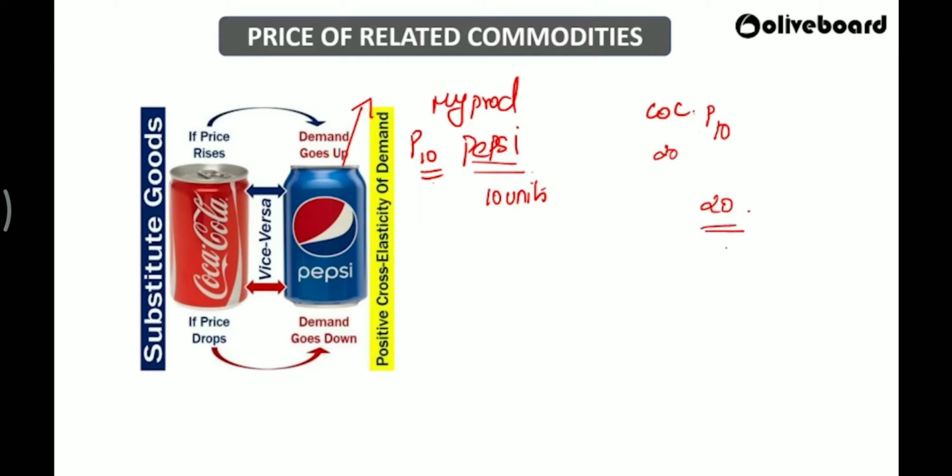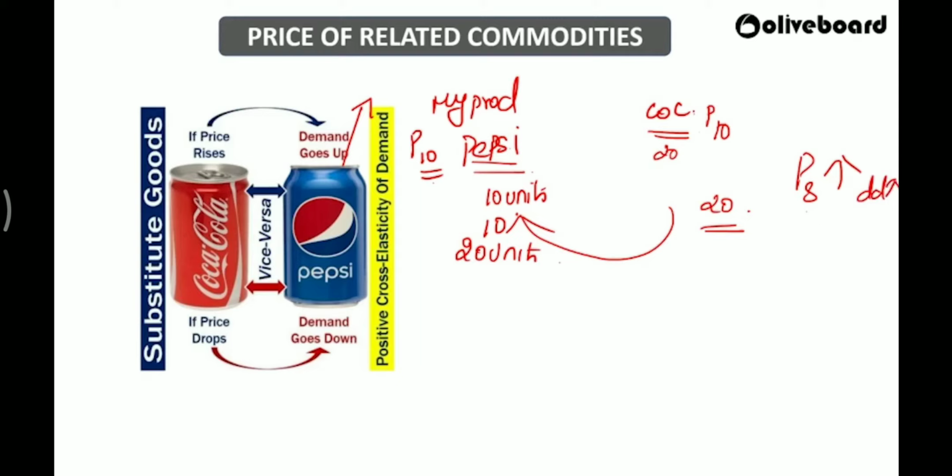Now what happened? Whoever drinks Coca-Cola feels, oh, this fellow has increased the price, but Pepsi is still 10. It is cheaper than Coca-Cola. So we will move on to Pepsi. From here, they will come here. Say, for example, 10 people come here, then my demand goes up to 20 units. So what is happening here, guys? When your rival, your substitute, increases his price, your demand also increases.